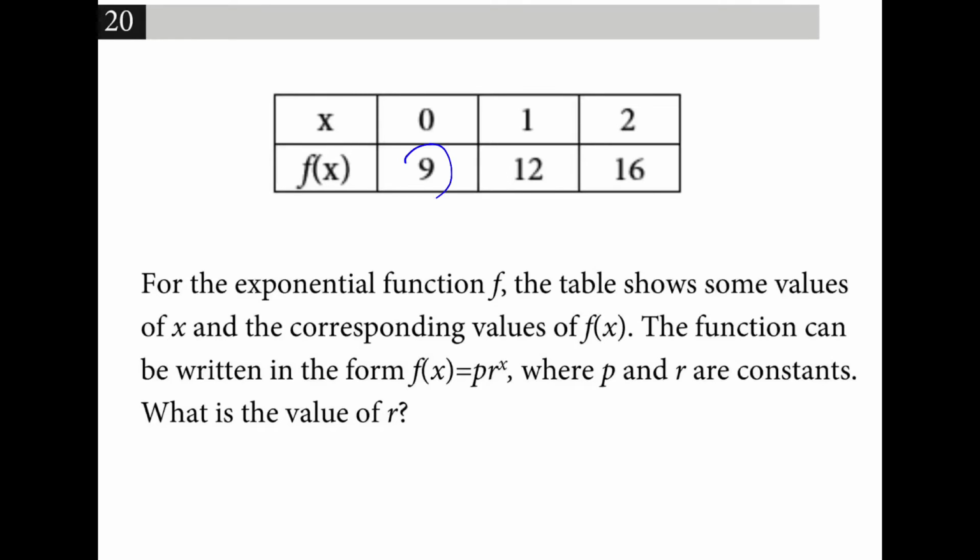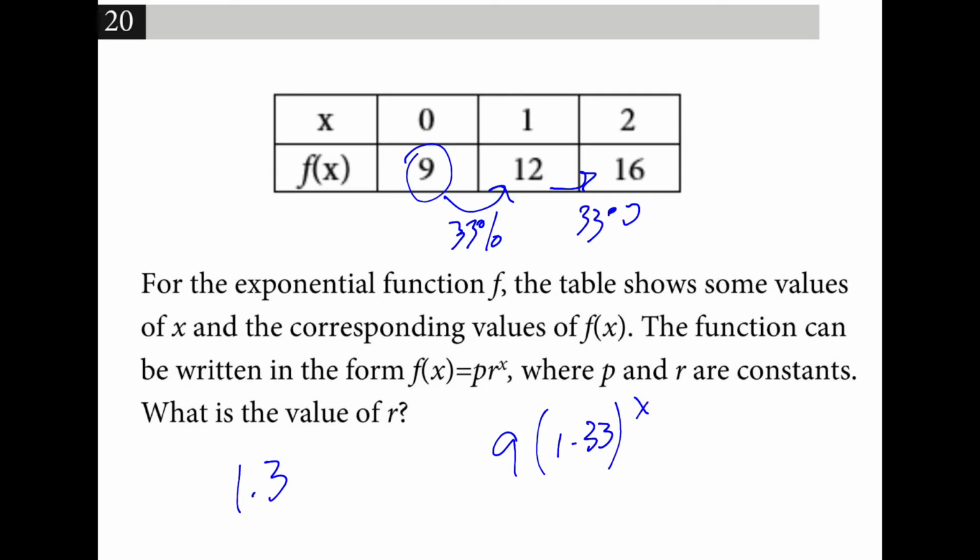Our initial value here is 9. We're multiplying by an increase of 33%. Since it goes up by 3 and then it goes up by 4, and that's 1/3 each time. So I'll multiply by 1.33 raised to the power of x. So the value of r is 1.33.